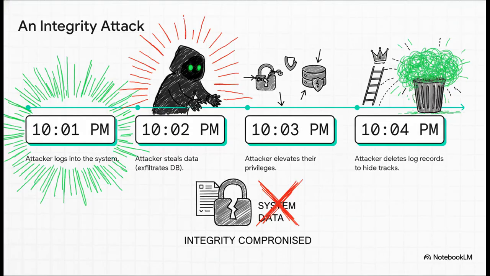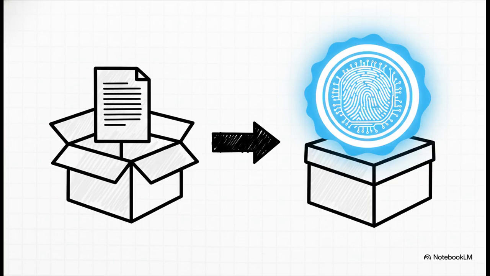Here's a perfect and kind of scary example of an integrity attack. So an intruder breaks into a system, steals some data, and then, to cover their tracks, they delete the security logs that recorded everything they did. The data in that system has now been modified, its integrity is completely compromised, and now you can't even trust your own records to figure out what happened. So how do we stop this from happening? Well, we use these clever cryptographic tools that act like a digital, tamper-proof seal. This seal can mathematically prove if even a single bit of data has been altered, which lets a system instantly flag that its records are no longer trustworthy.